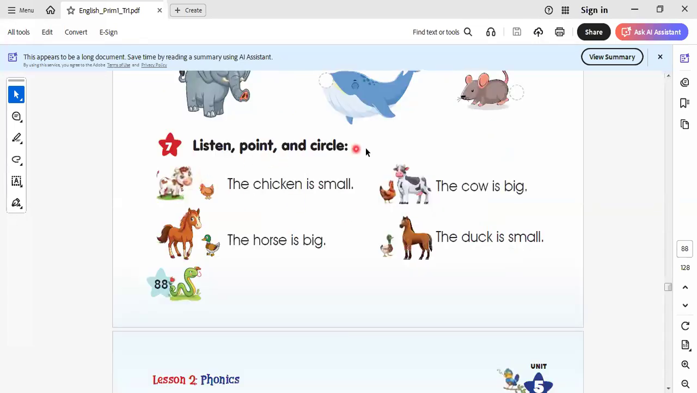Here we have lesson point and circle. The chicken is small. Which one is small? This one. The horse is big. This one is big. The cow is big. This one is big. The dog is small. This one is small.